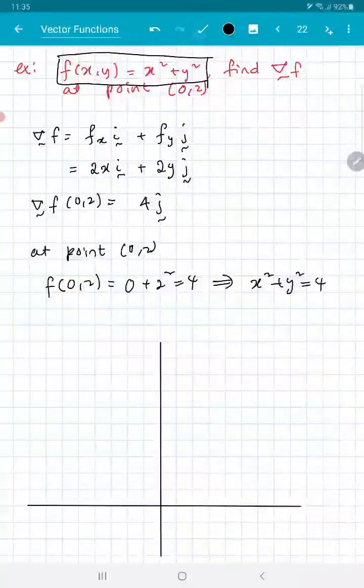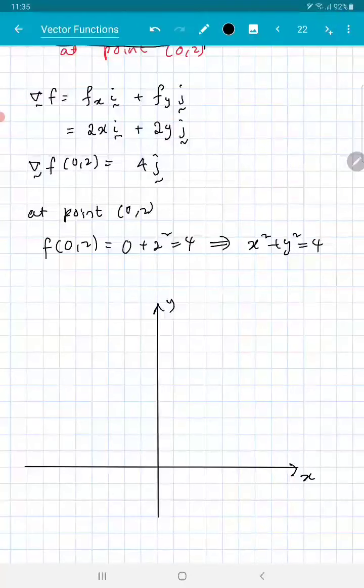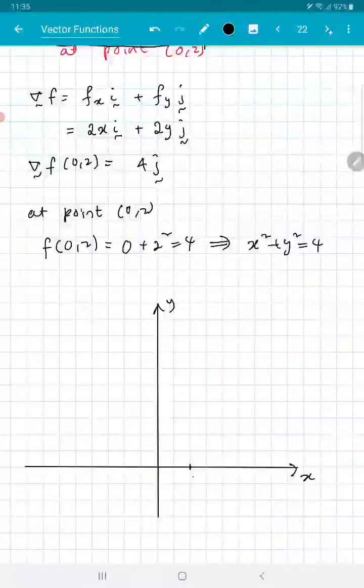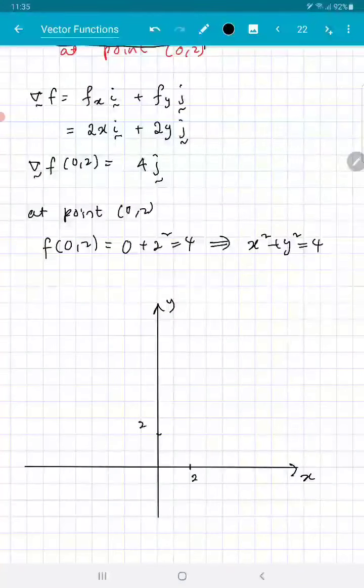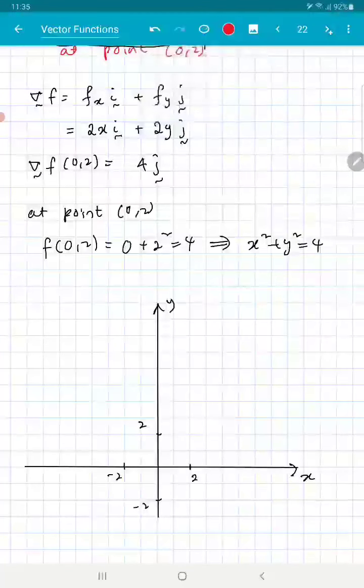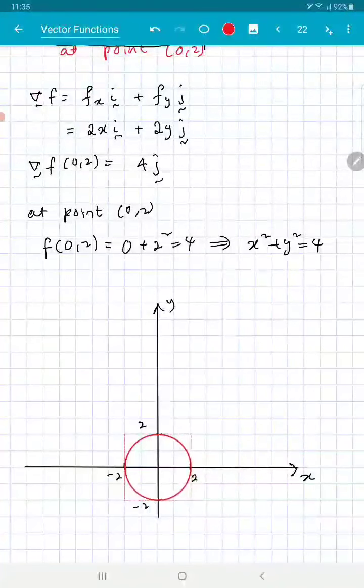So let's say this is the x-axis, this is the y-axis. This equation represents a circle of radius 2 centering at 0, 0. Definitely it will go through this point, this point, and here -2, and also this point -2. So we have a circle. I'm going to sketch the circle of radius 2, centering at 0, 0.